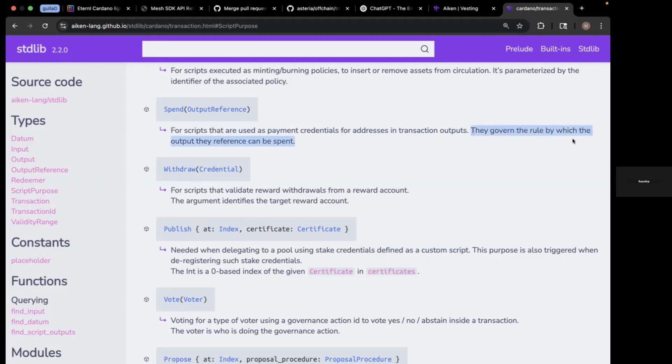They govern the rules by which the output they reference can be spent. Yes, that's literally it. We should make a request to just delete that first line. Well, no, this is interesting because it's for scripts. That means not for wallets that are used as payment credentials. So a script that's used as a payment credential as opposed to a wallet.